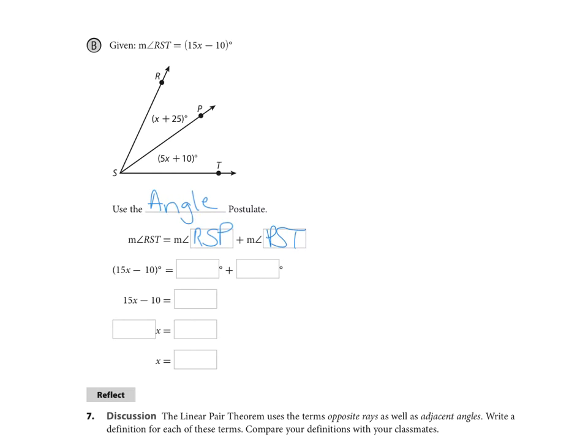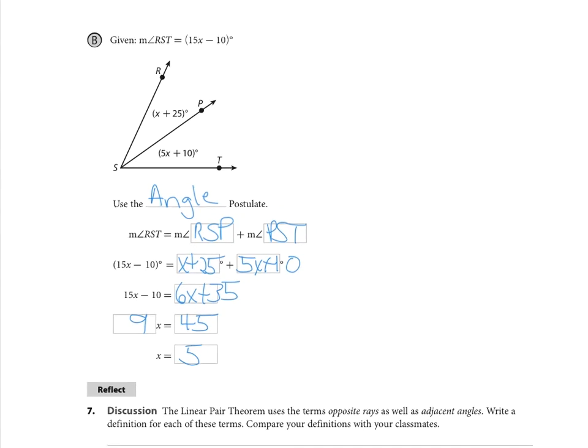And RSP's label is x plus 25. And PST's label is 5x plus 10. Adding our like terms there, we get 6x plus 35. And moving some things around, we would get 9x equals 45. And then dividing both sides, of course, we get x equals 5.